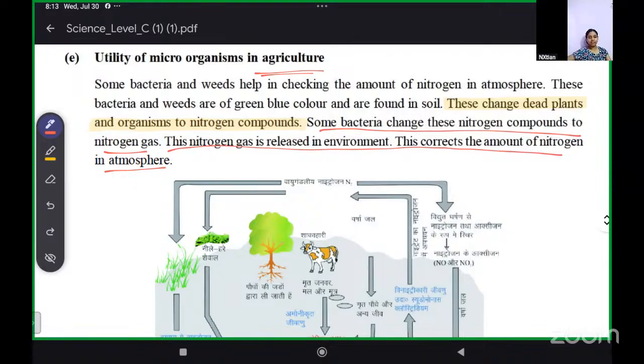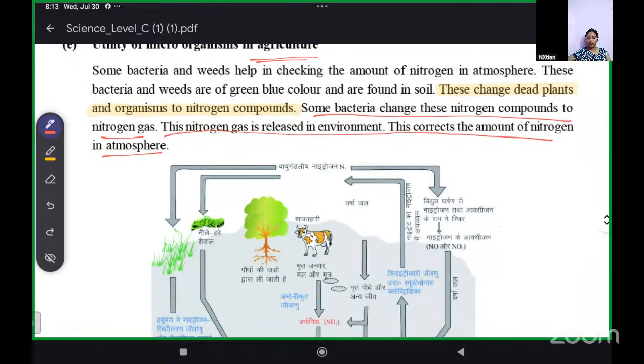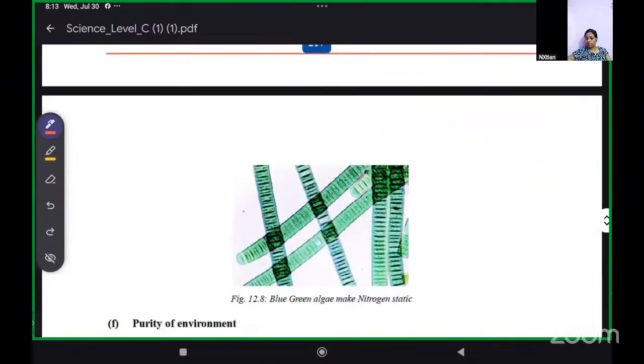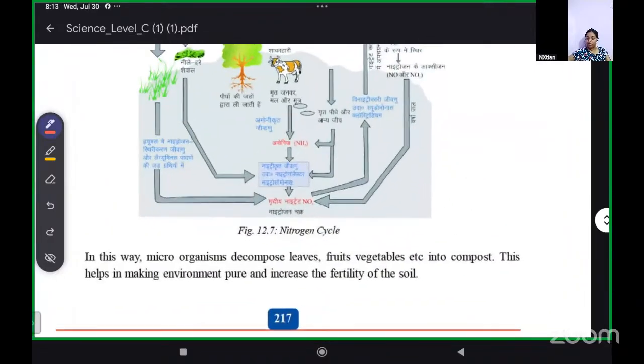Did you check? Yes, ma'am. It is caused by some bacteria. Just trying to copy paste it, ma'am. It's not happening. It's okay, no problem.